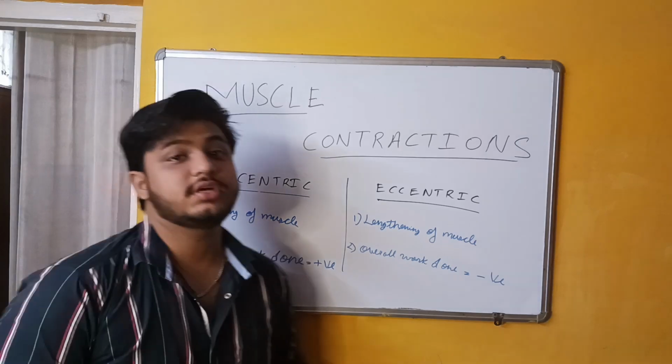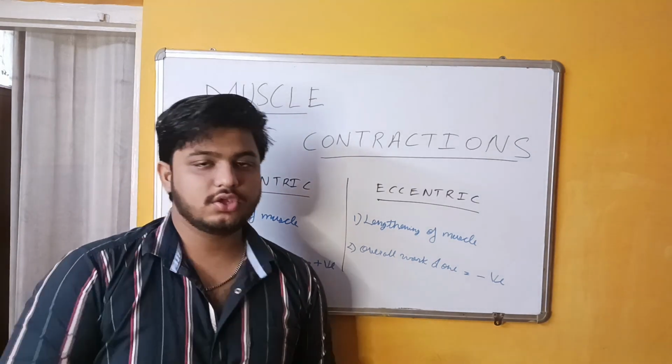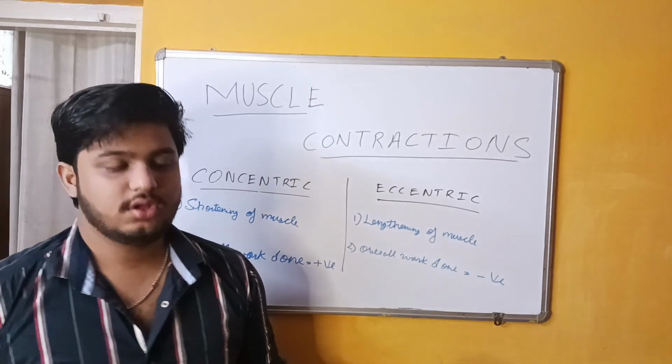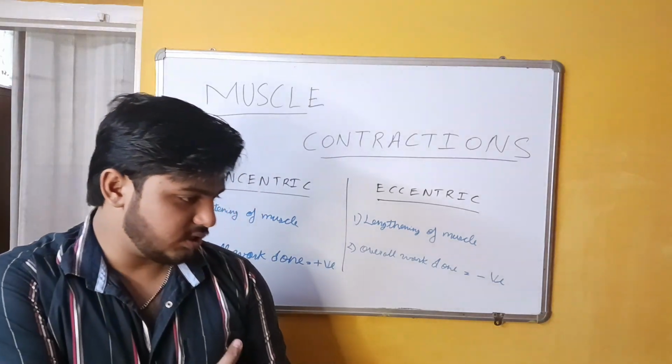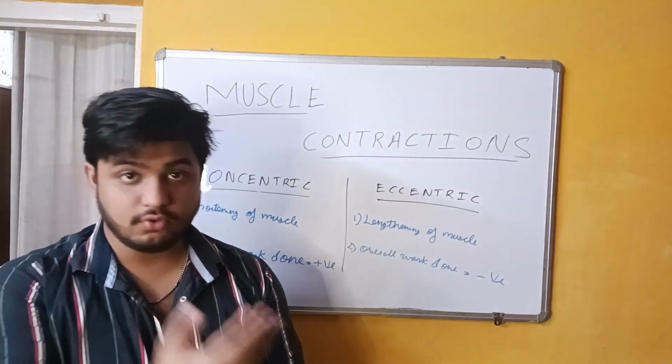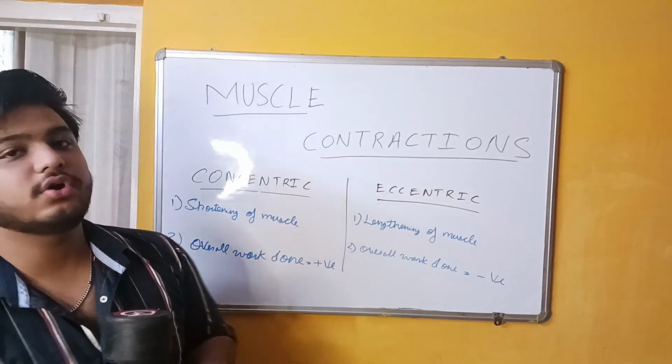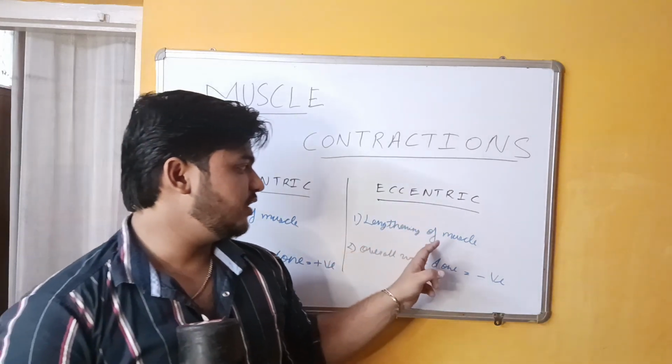Overall work done in the concentric contraction is positive because the force and the movement are in the same direction. Okay, so the force that you are applying is in this direction, and the overall movement that is happening is also in this particular direction. So this is concentric contraction. Eccentric is lengthening of the muscle.